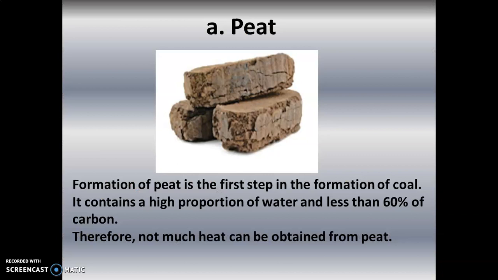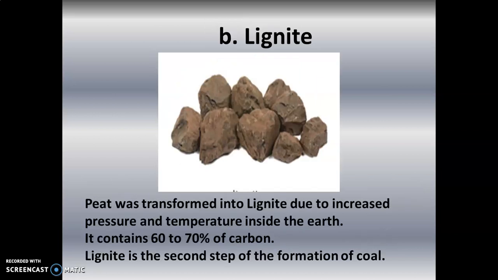The first one is peat. Now, the formation of peat is the first step in the formation of coal. Okay, now formation of coal, children, is a natural process which takes years and years. It is formed under the earth's crust by high temperature and pressure acting on buried plants and animals. Okay, so step by step the process goes. So formation of peat is the first step. It has a high proportion of water and a low proportion of carbon. Therefore it does not give much heat because it has a high proportion of water.